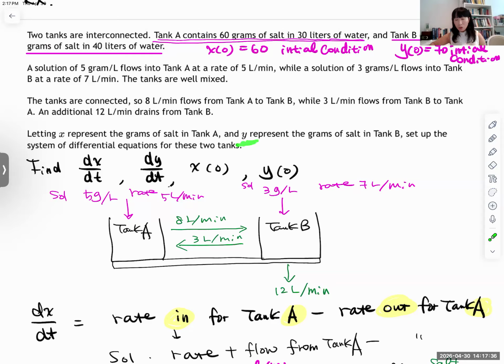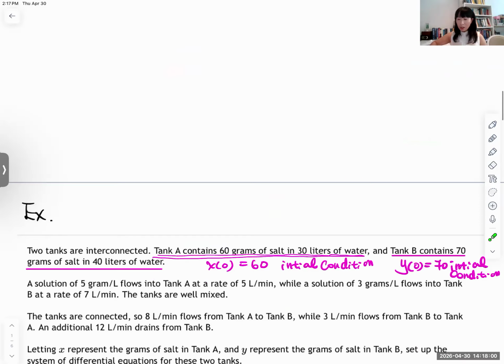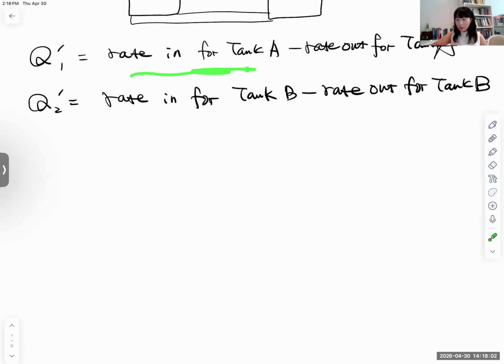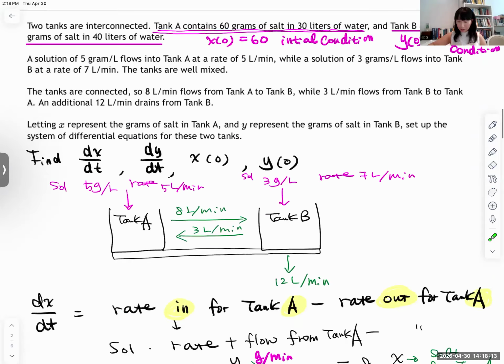Okay, I think Y, right? So Y represents the grams of salt in tank B. So we want to just set it up. We don't want to solve at this time. Just set up the system of differential equations for these two tanks. That's why we did the earlier rate in for tank A, rate out for tank A, and rate in for tank B, rate out for tank B. So we're going to set up the equations.